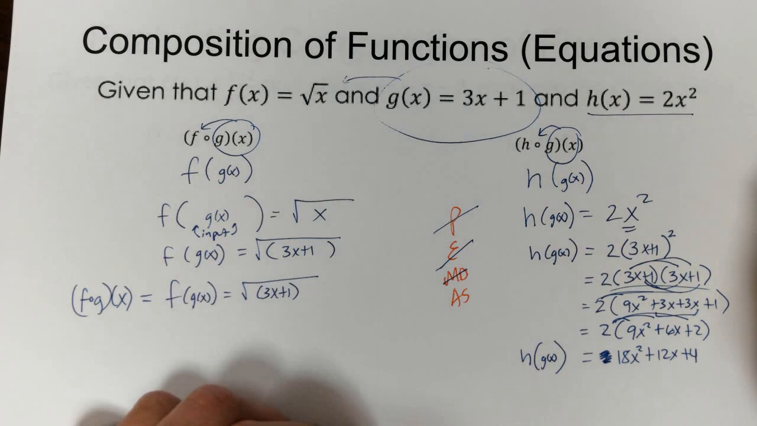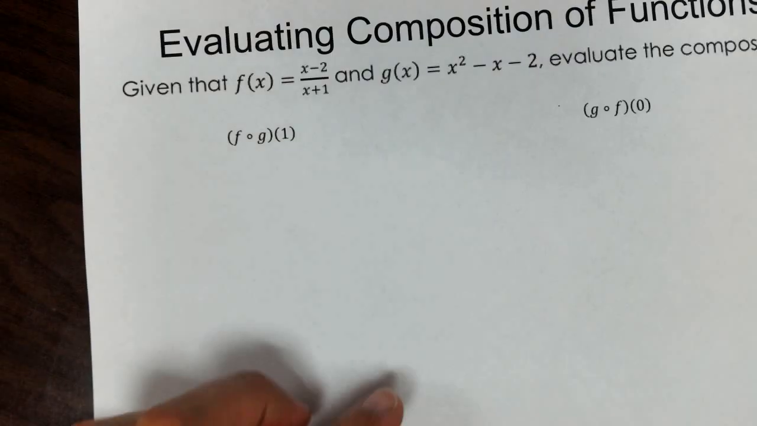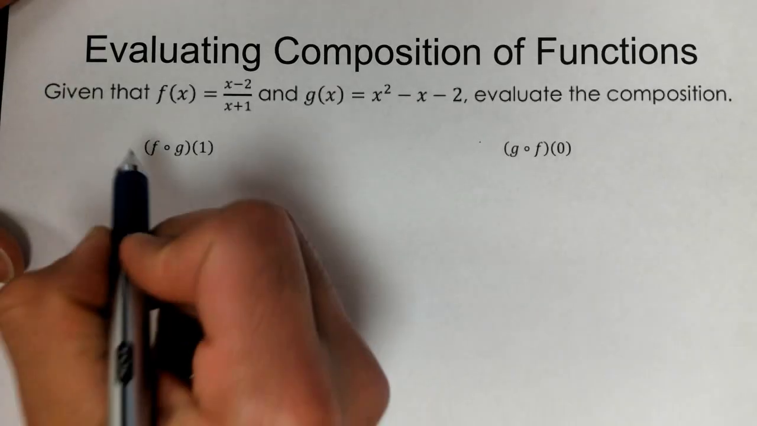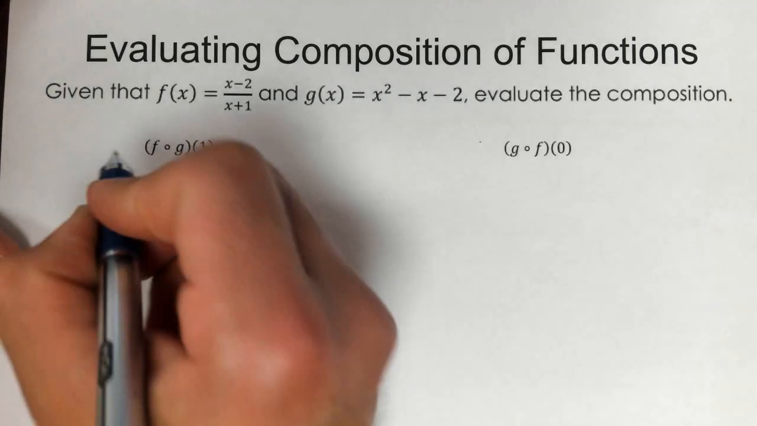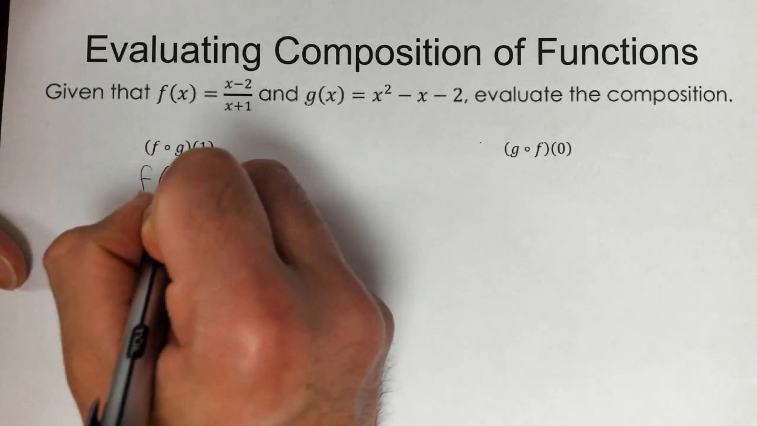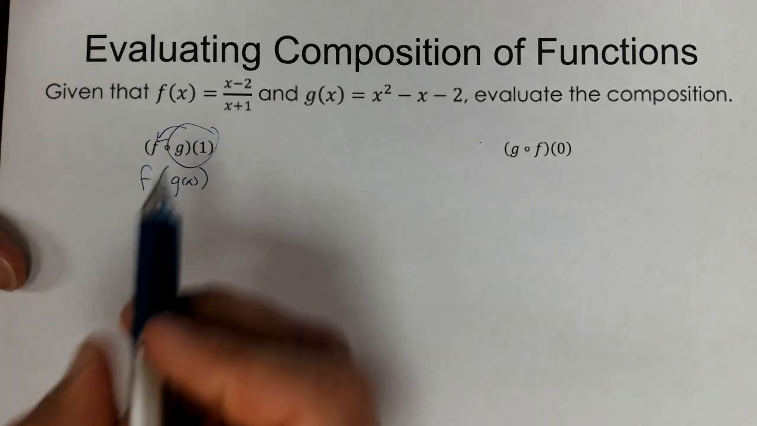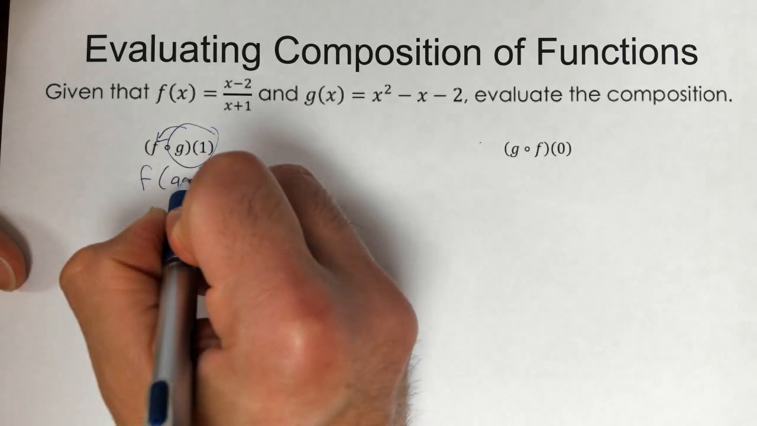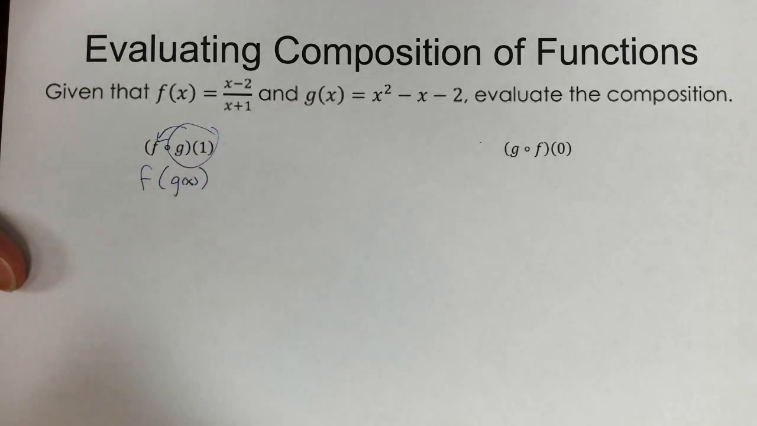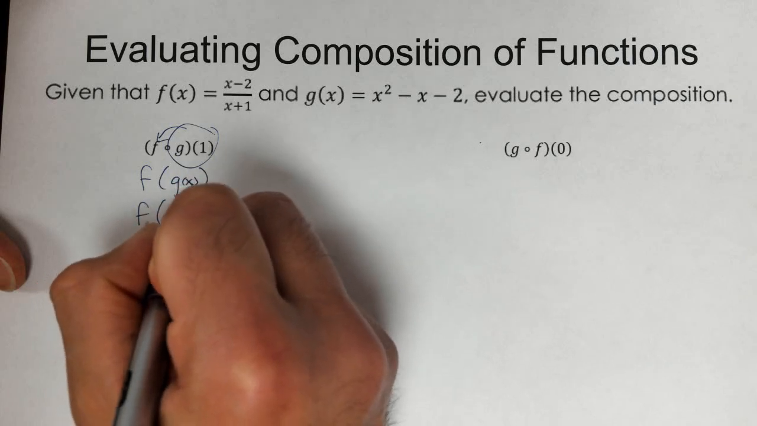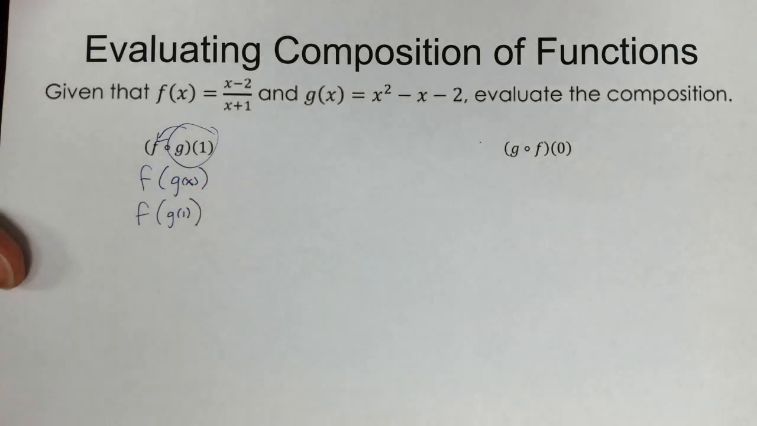Okay, let's evaluate. Let's talk about what that means. As we look at this notation, what is changing? This is still f composed of g, right? We have f of g of x as my input. This is my input. But what am I replacing x with? I'm replacing x at a specific location. So this can be expressed as f of g with 1 being the input.